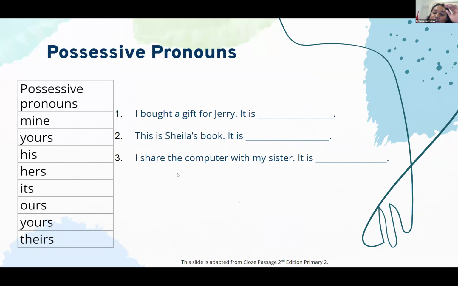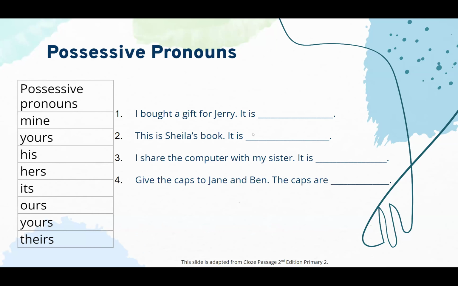I share the computer with my sister. It is mine? But I share it with my sister. So what do you think it is? Mine. Hers. No, it's something together. Both of us share it. Ours. Very good. It is ours. Okay.